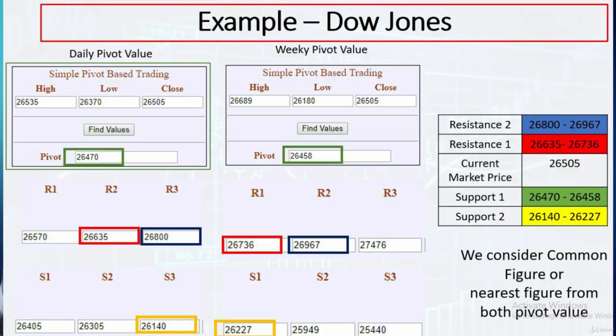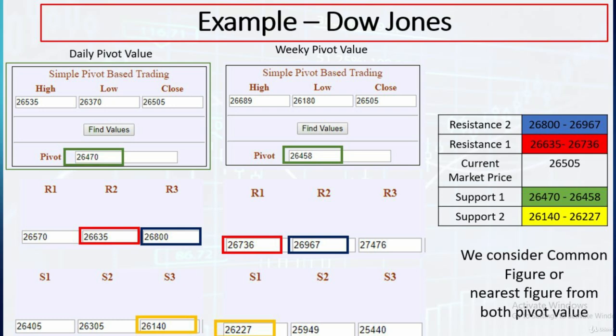Now the sample image is shown on your screen. We calculate the daily pivot value as well as the weekly pivot value by just putting the high-low close in the pivot calculator. By putting the high, low and close of the previous day, that will be 3rd of May, the high is 26,535, the low is 26,370, and the close is 26,505. Now just click on find value and you can easily calculate your pivot point.